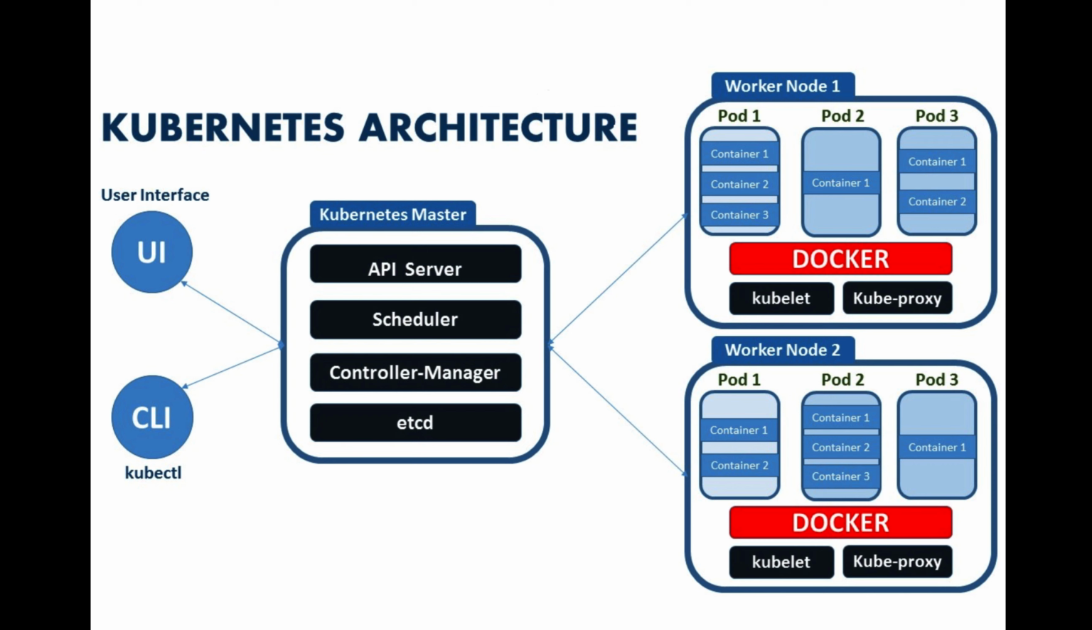So moving forward, in the Kubernetes master, we have 4 components. The first component is the API server. It is used to perform administrative tasks for the cluster. And the kubectl CLI as well as the user interface actually connects with the API server to make changes to the Kubernetes cluster as a whole.